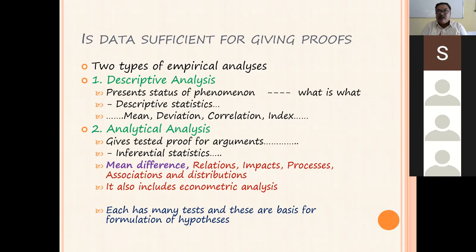Whenever you construct the hypothesis, you are going to prove something. You are going to argue something. So if you want to construct the hypothesis, you should know what you are constructing it for. I am going to prove the mean difference. I am going to prove the relations, or the impacts. I am going to prove the processes, the association, or the distributions or skewness in the data. So what am I constructing the hypothesis for?